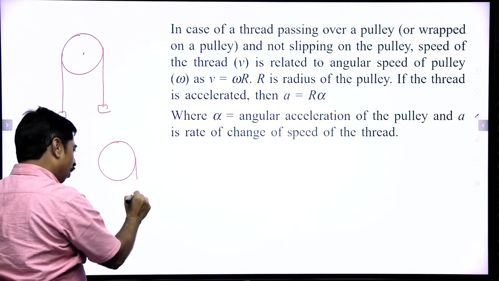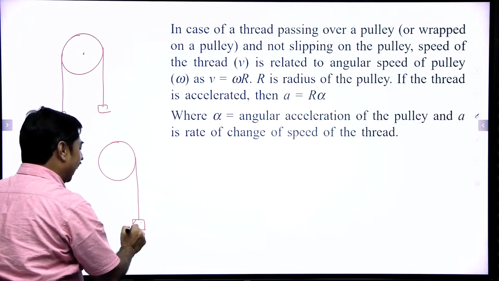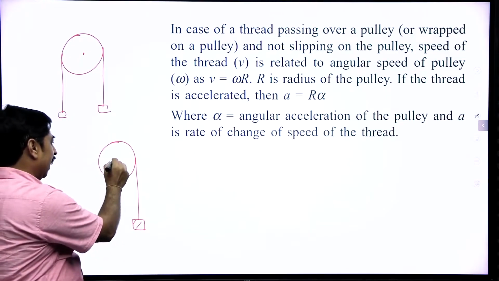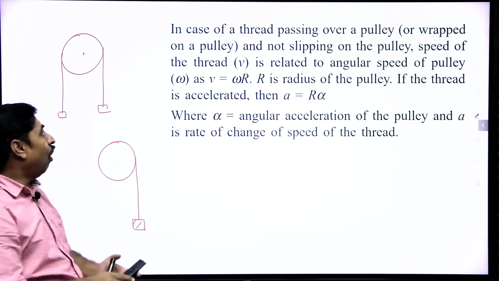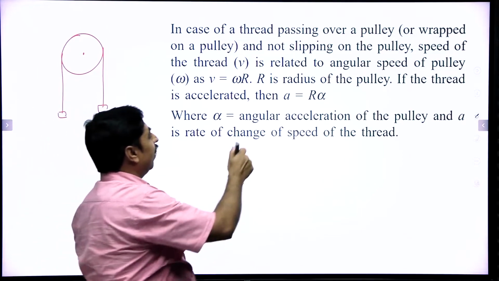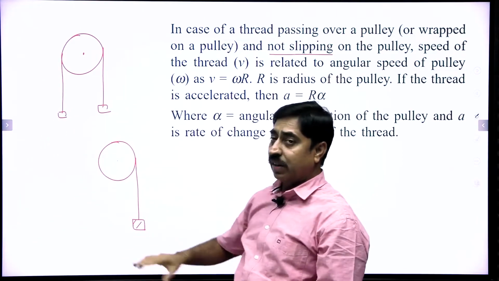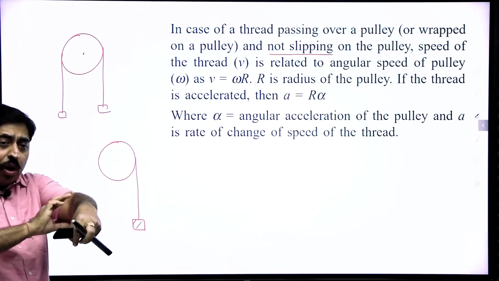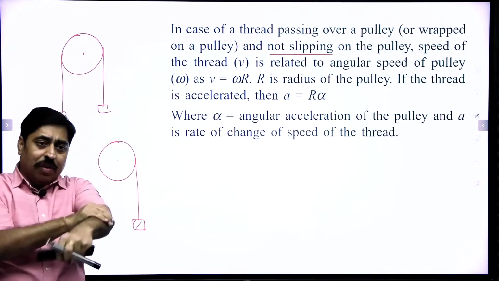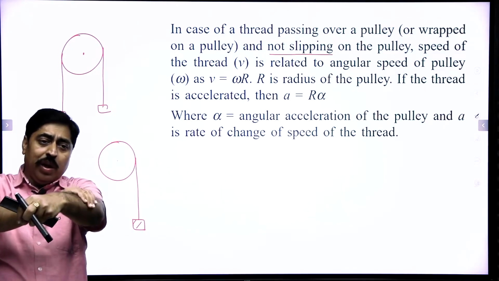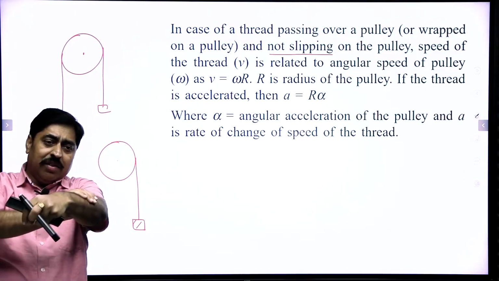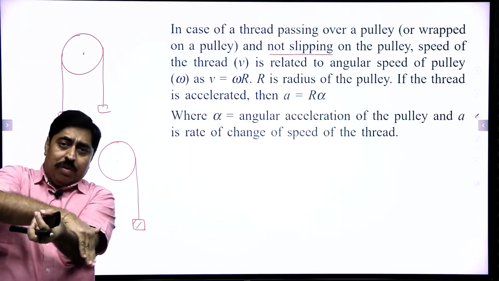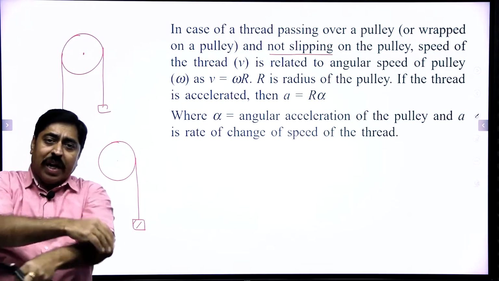The question might also read as thread is tightly wrapped around the pulley. So there is multiple windings around the pulley. In all these cases, when we are saying that thread is not slipping or when we are saying that thread is tightly wrapped, it simply means the thread does not go over the pulley like this. The thread is very tightly holding the pulley, and the thread moves only when the pulley moves. There is no slippage. The thread does not slide on the pulley.